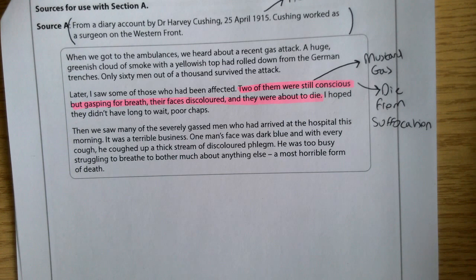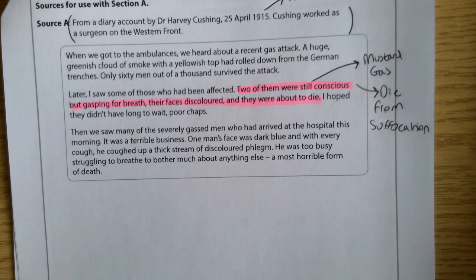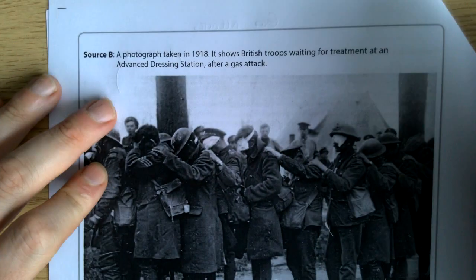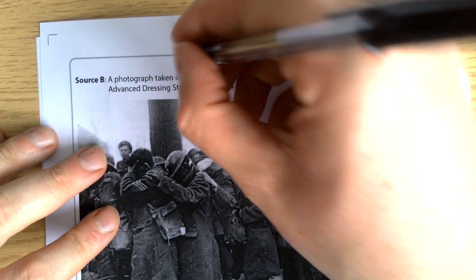Okay, so for source A, I would refer to this idea, talk about the way the patients would die. Why is it useful? It tells you exactly how they would die. Or it will tell you a bit about the symptoms, what would come from those attacks. Either will be a fine way of talking about it. Okay. So then, if we look at source B, again, gas attacks at the top.